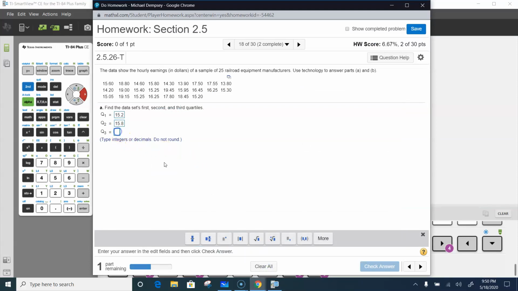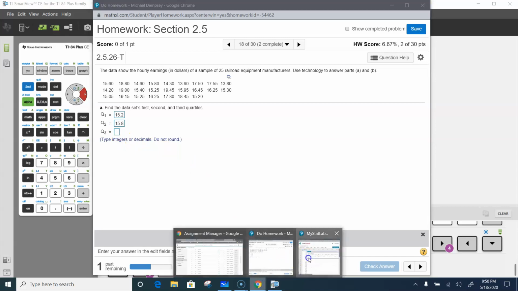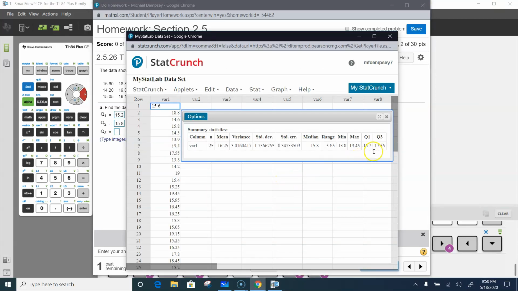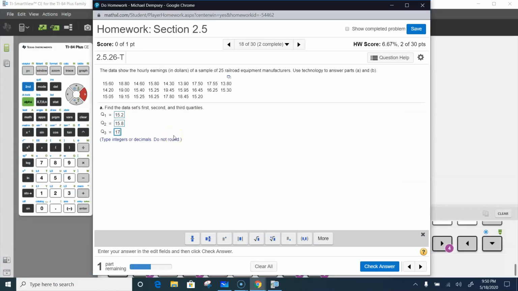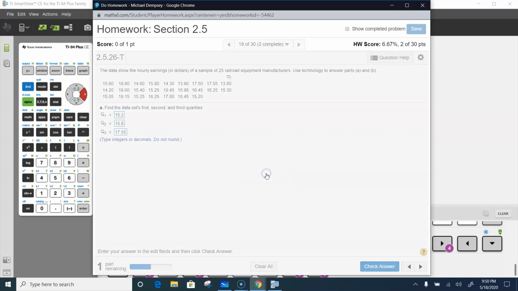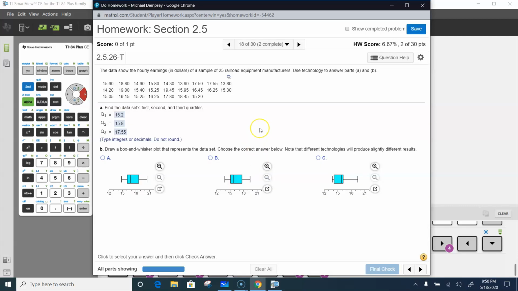And then Q3. I mean, you could do this on your calculator. Obviously, it's the same type of problem we've been doing. I just think StatCrunch makes it a little bit easier because there's so many numbers that you would have to type in there. And they liked our rounding. We were okay there. Okay, draw the box and whisker plot.